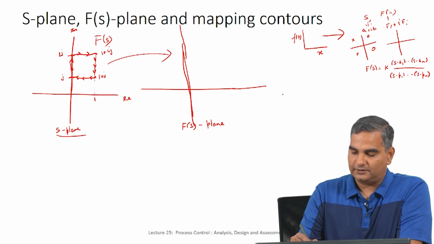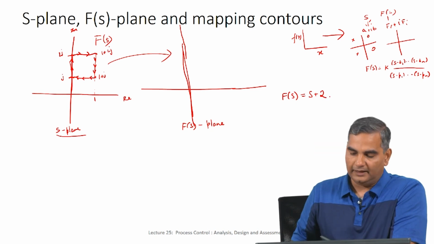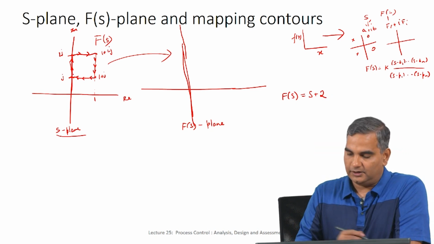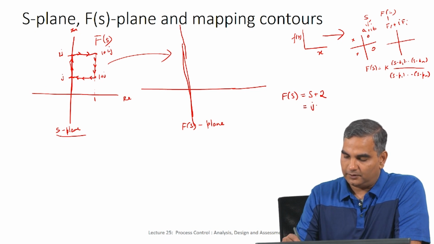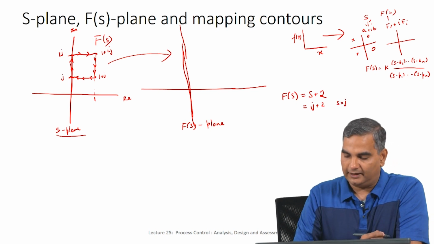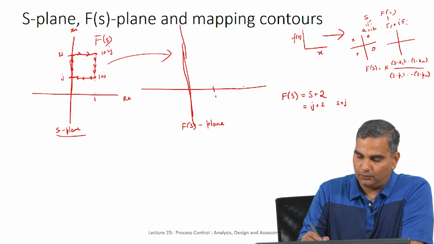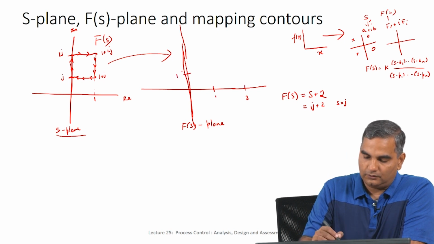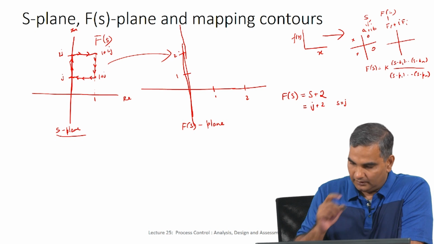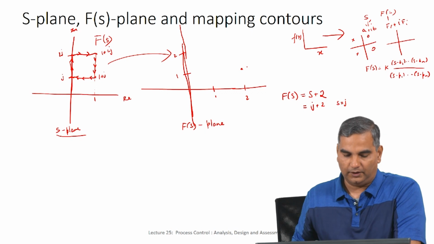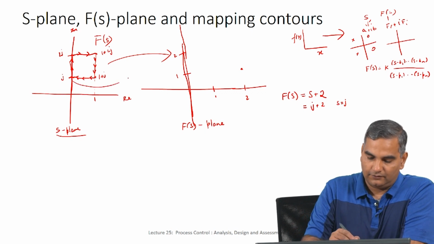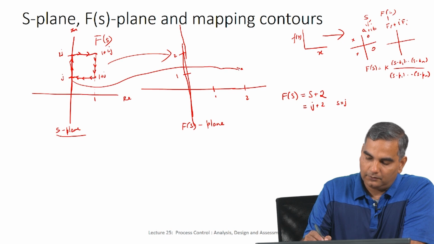Let us say f of s is actually something like s plus 2, for example. Then this point here where s equal to j, if I substitute into this, then f of s equal to j plus 2 when s equal to j. So, when I take s equal to j, I get j plus 2. So, that means this is, let us say 1, this is 2, this is 1, let us say this is 2. So, j plus 2 will be mapped to this point here. So, basically you will have this point mapping to this point.